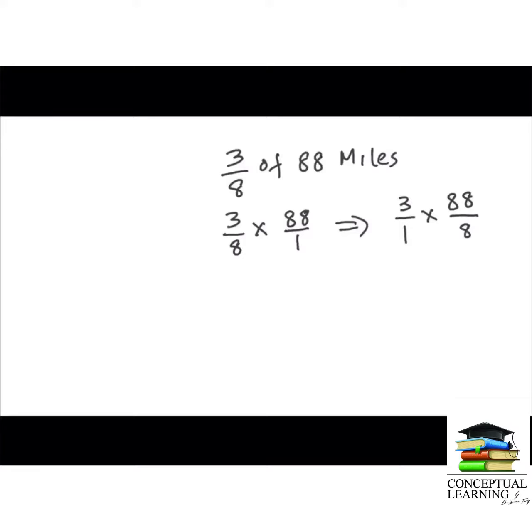Now I can read the table 8 up to 88. So it's 11 times. 88 divided by 8 is 11, so 3 over 1 times 11 over 1. Then top multiplies with top, bottom multiplies with bottom. So 3 times 11 is 33 and 1 times 1 is 1. And the answer is 33 miles.